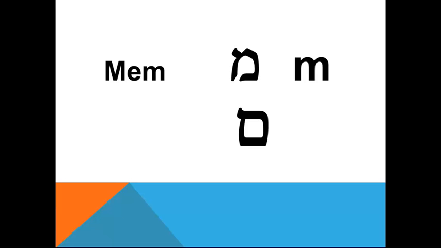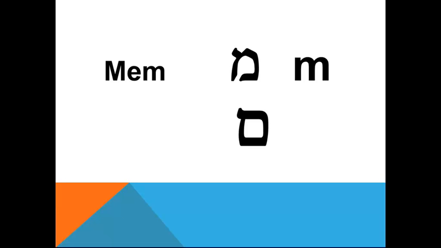Mem is the M, and it's going to be transliterated with an M, and it's going to be pronounced like an M. This letter does have a different final form than at the beginning and middle. To write the normal one, I usually start at the bottom left, and I go up and around like I'm drawing a little house, and then I go back up and put on the little line there at the top. That's how I write the normal mem.